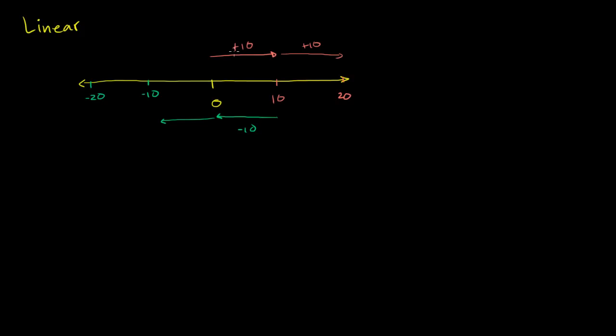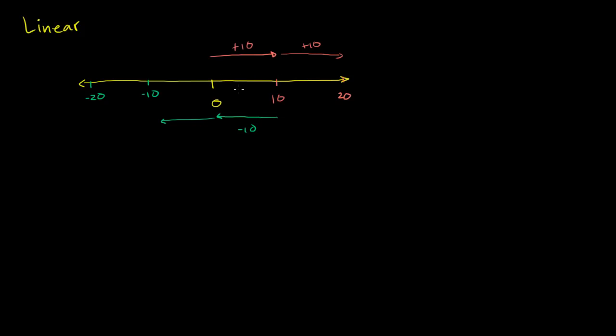So the general idea is, however many times we move that distance to the right, we are essentially adding that multiple of 10. If we do it twice, we're adding 2 times 10. And that not only works for whole numbers, it would work for fractions as well.